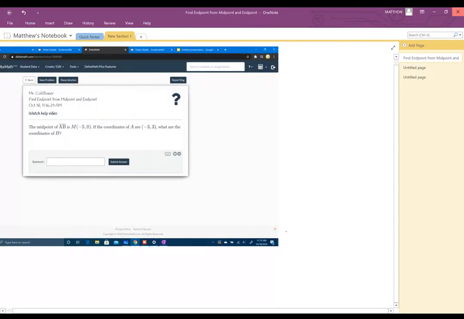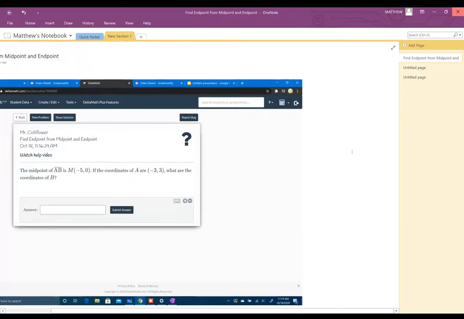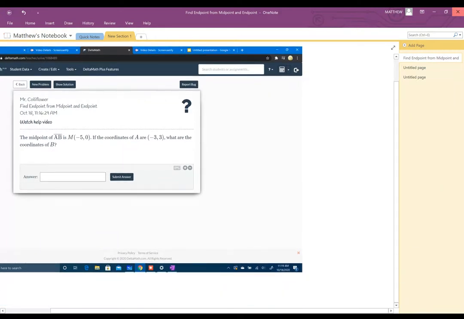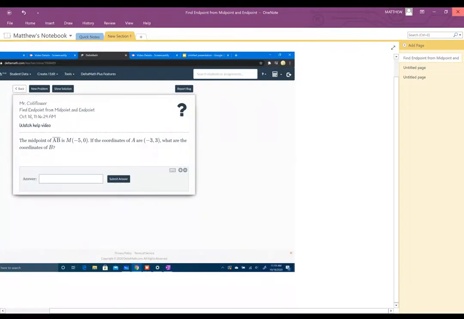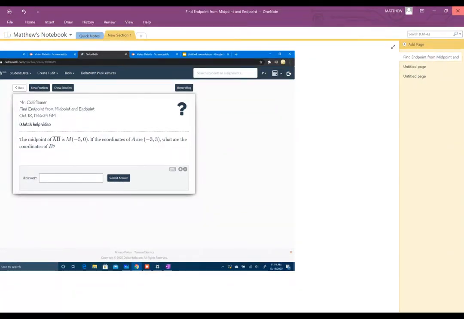In this problem, we're given the midpoint of the line segment AB is -5, 0. And if the coordinates of A are -3, 3, then what are the coordinates of B? Well, to do this, I'm going to use the midpoint formula and solve for the missing coordinates of B.